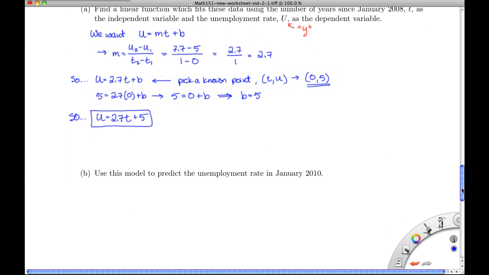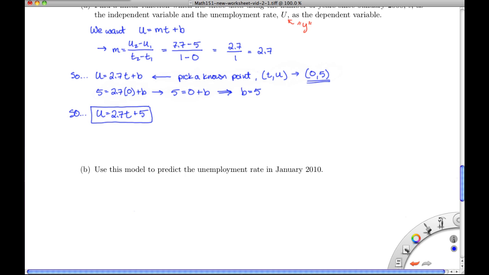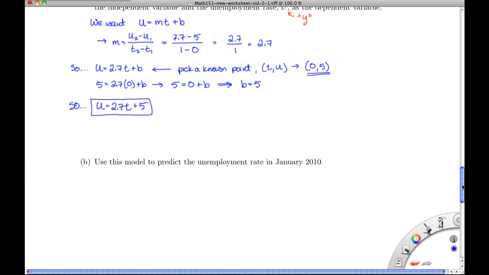Okay, so now, assuming that this is a trustworthy model, we're going to use it to predict the unemployment rate for the following year in 2010. Well, the fact that we're given January of 2010 implies that the t is going to be, remember that it was defined as the number of years since 2008, so t is going to be equal to 2. And we just use our model, so u is going to be equal to 2.7 times our t value of 2 plus 5. That's going to give us 5.4 plus 5, and that'll give us a grand total of 10.4. So that will be our unemployment rate the following year based on this data.